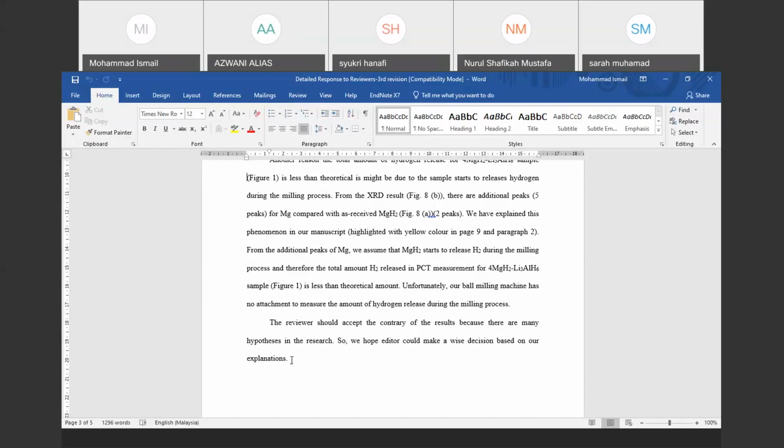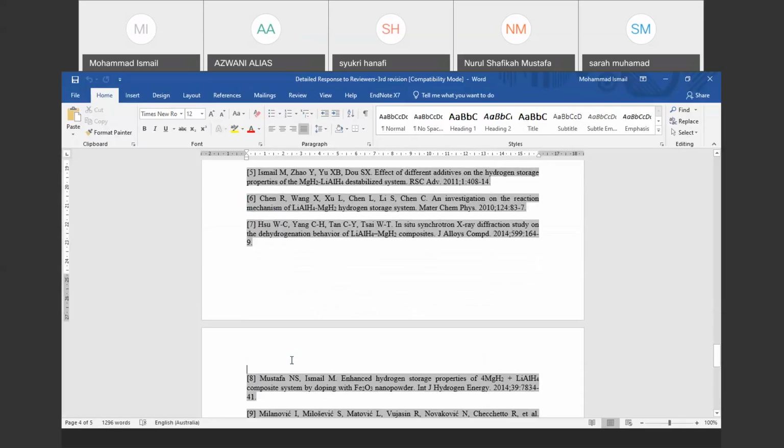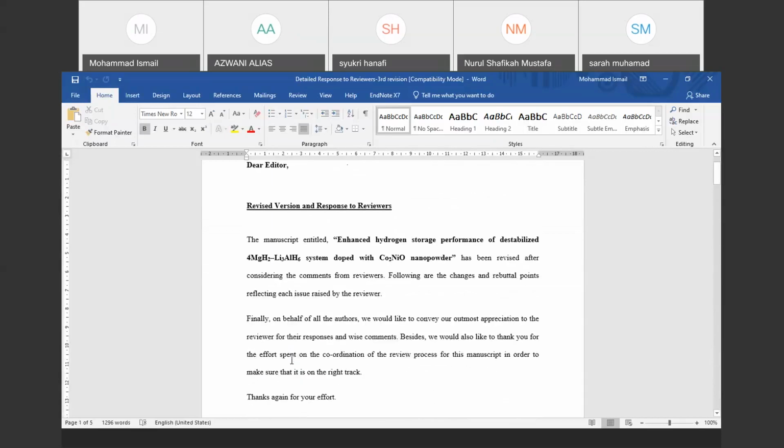Please don't just follow blindly when you get the feedback from the reviewer. Read carefully. And finally, for this manuscript, the editor accepted our work, and the journal published the result.